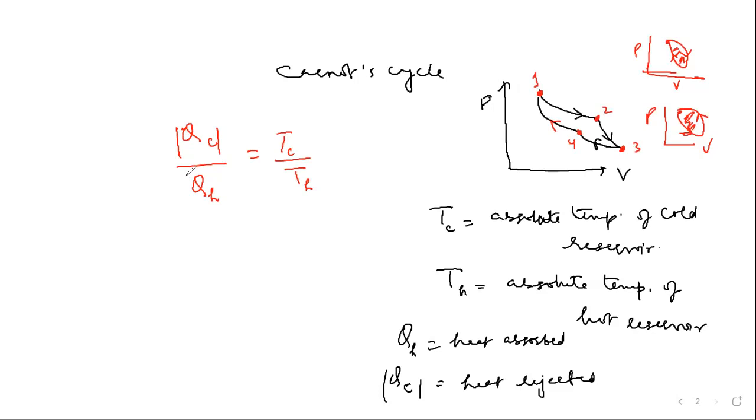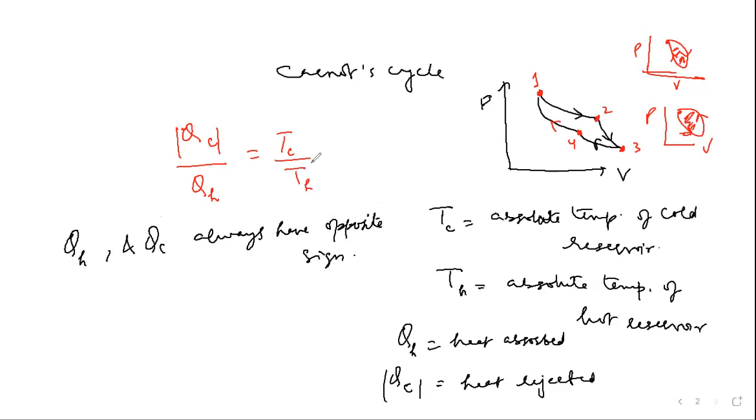whether the Carnot cycle is carried out clockwise as an engine or counterclockwise as a refrigerator, QC and QH always have opposite sign. I repeat, this is just for Carnot cycle when we talk of engine.